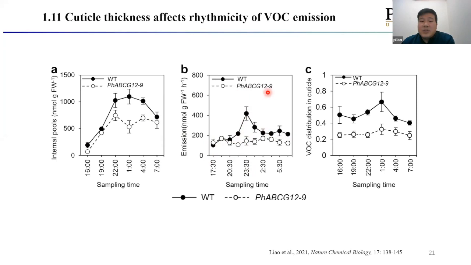However, in the ABCG12 RNAi, basically the rhythmicity was lost. I mean, we can no longer see the peak at this time point. Actually, even for the redistribution, as you can see here, at different time points it was consistently much lower than that in the wild type. Okay, so I think we have a summary model here.